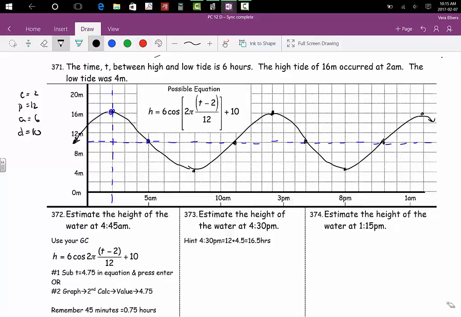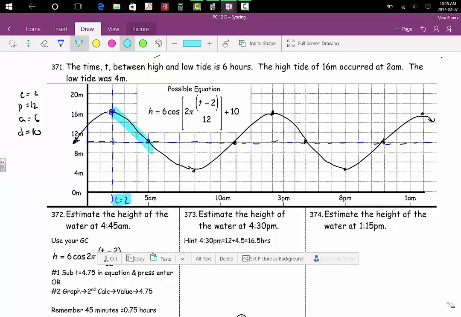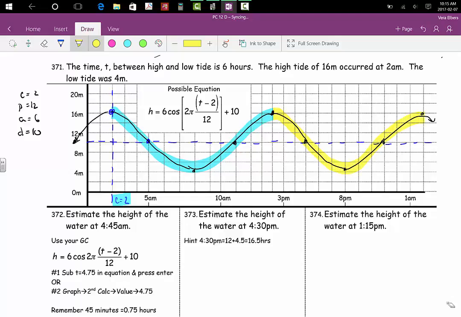Okay, so I'm going to indicate on the graph where our c value is, which is right here, so c is equal to 2. And the other thing I'd like you to note is that on this graph we have 2 full cycles, one there and one here. Now there is an overlap on the graph, and the overlap is between 0 and 2.